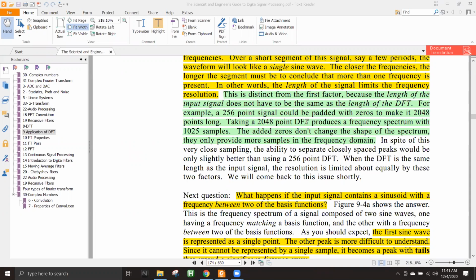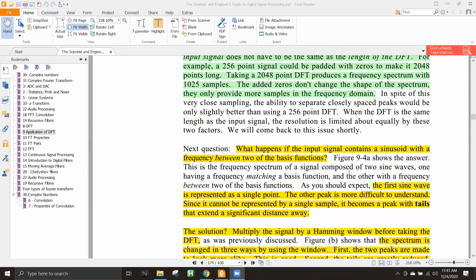Okay, taking a 2048 point DFT produces a frequency spectrum with 1025 samples, even on a 256 point signal. The added zeros don't change the shape of the spectrum. They only provide more samples in the frequency domain. So this is the main idea: you're adding zeros in the time domain signal, but you're not changing anything in the frequency spectrum. You're just increasing the resolution of the frequency spectrum, so the peaks will be more clearly distinguishable because they'll move farther apart.